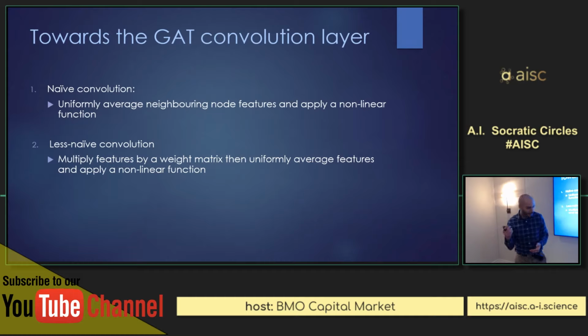Second step, a less naive convolution. You first multiply each neighboring feature vector by a weight matrix, W, like you do in any neural network setting, and then you average them together. So now you introduce some learning parameters.